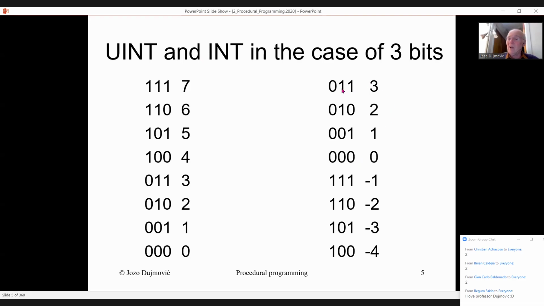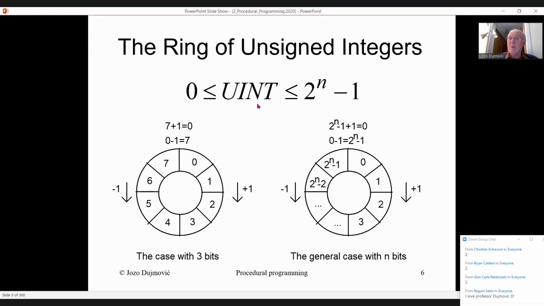Here, after the largest positive value, if you add 1 to this, you get 1, 0, 0, which is minus 4. So after plus 3, you get minus 4. You again have a ring. Therefore, unsigned integers are written in a ring that has the smallest value 0 and the largest 2 to n minus 1. So you go 0, 1, 2, 3, up to 2 to n minus 1. And if you add 1 to this, you get 0. If you subtract 1 from 0, you get 2 to n minus 1.